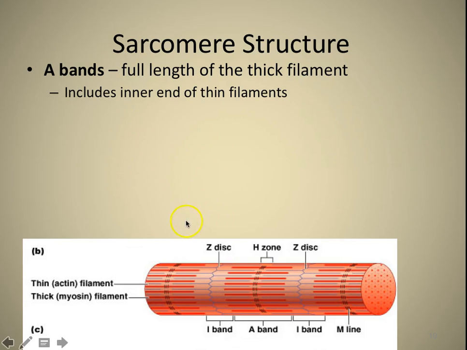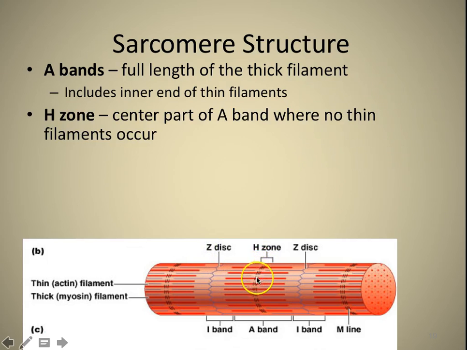So just different parts to a sarcomere. These are just areas or regions that scientists have delineated. You may hear about these later on, so I'm just going to go over these with you. An A band is simply the full length of the thick filament. It's called an A band. Okay? And so obviously, since there's overlap between the thick and thin filaments, it will include that end part of the thin filament, the actin filament.